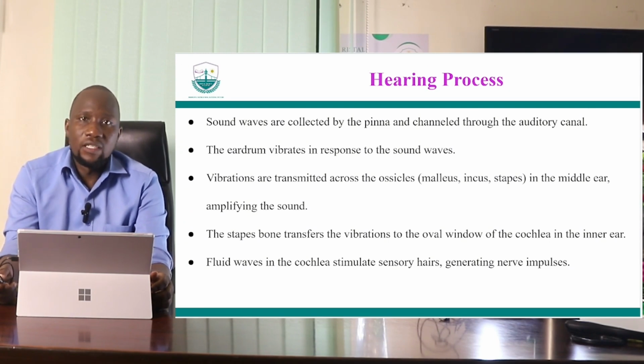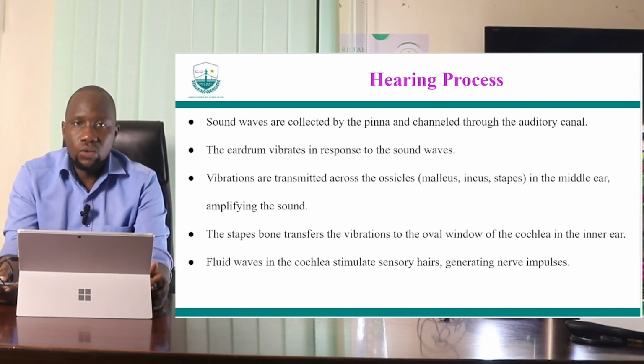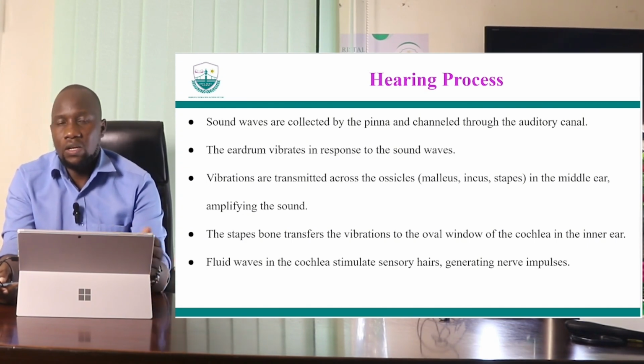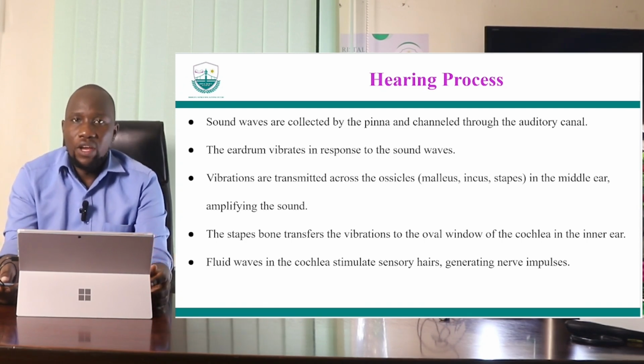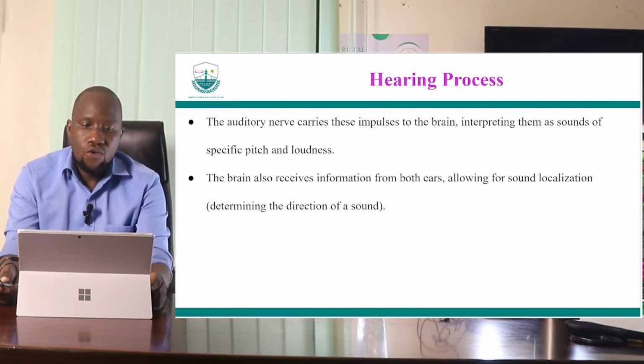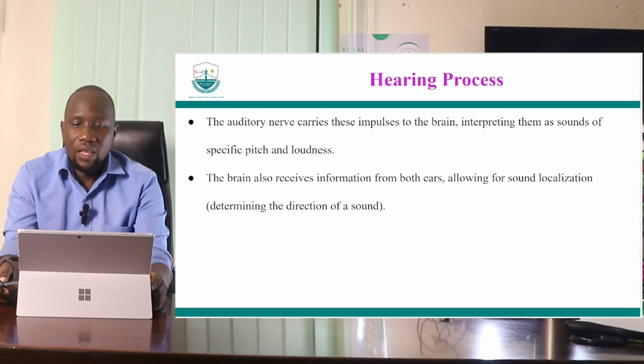That disturbance of the fluid causes the sensory cells in the cochlea to send impulses to the auditory nerve, and the auditory nerve then sends the impulses to the brain for interpretation of the sound. Okay, where that sound is coming from, the loudness and the pitch. So that is the process of hearing.